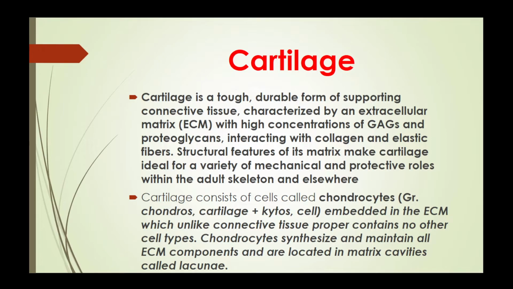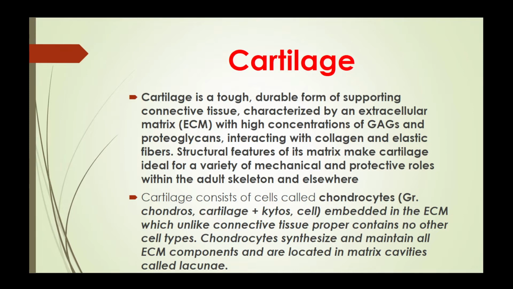Cartilage is a durable form of supporting connective tissue characterized by an extracellular matrix with a higher concentration of glycosaminoglycans, GAGs, and proteoglycans, interacting with collagen and elastic fibers. Structural features of this matrix make cartilage ideal for a variety of mechanical and protective roles within the adult skeleton. Cartilage consists of cells called chondrocytes, chondros from cartilage, and cytos, cells.